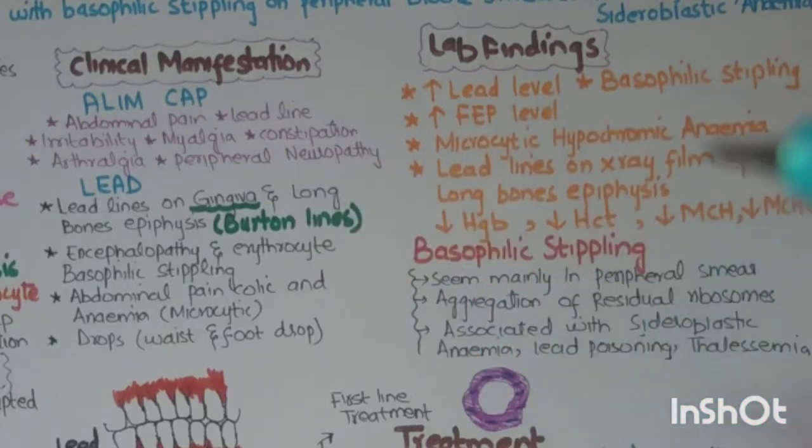What is basophilic stippling? It is seen mainly in the peripheral smear, is the aggregation of the residual ribosomes, and is associated with sideroblastic anemia, lead poisoning and thalassemia.